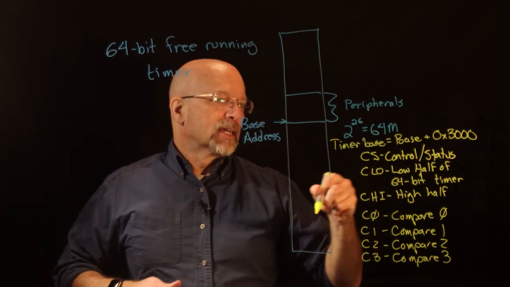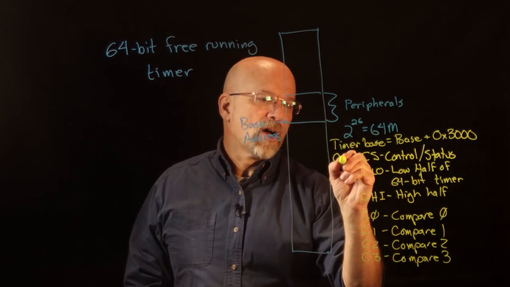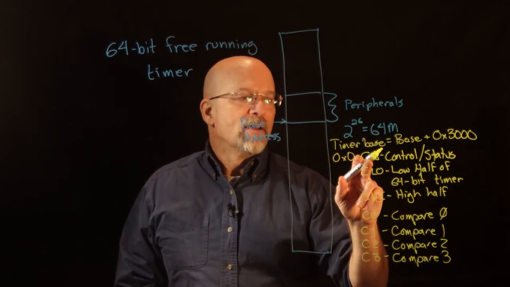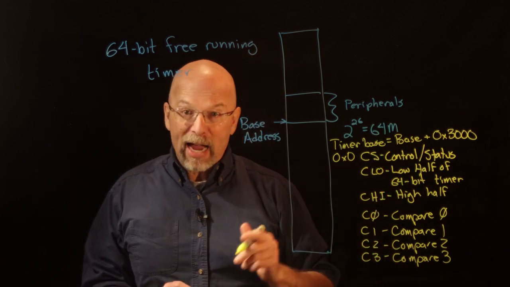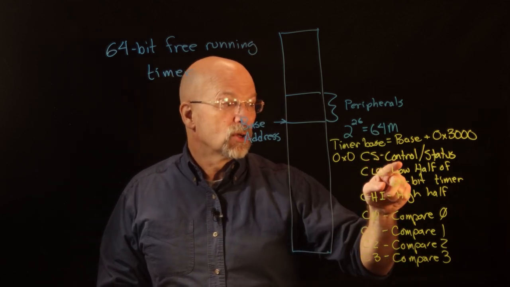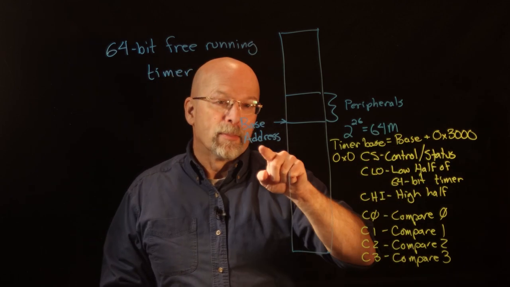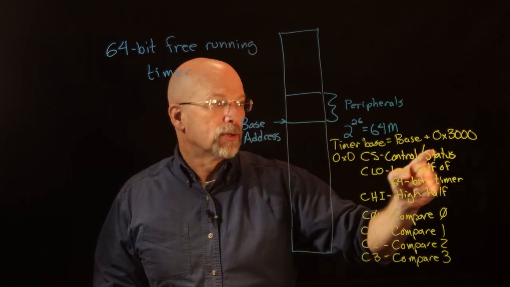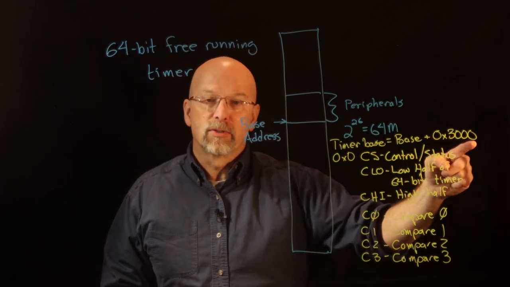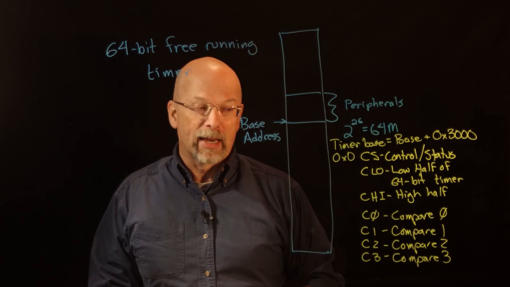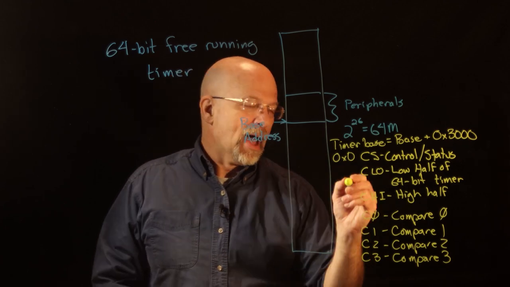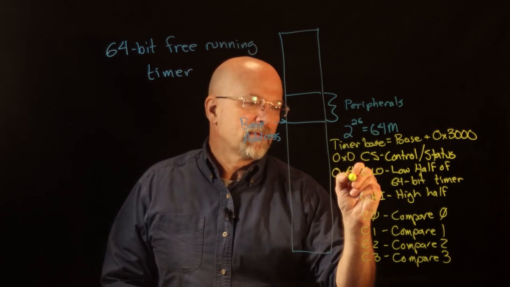Now, the control status has an offset of 0. So, if you want to interact with that register, you're going to look at the base address for the peripherals plus 3000. That'll point to the control status. The low half is at an offset of 4.